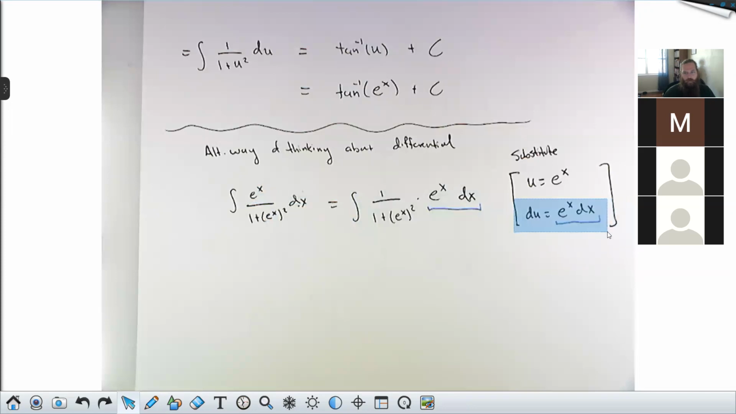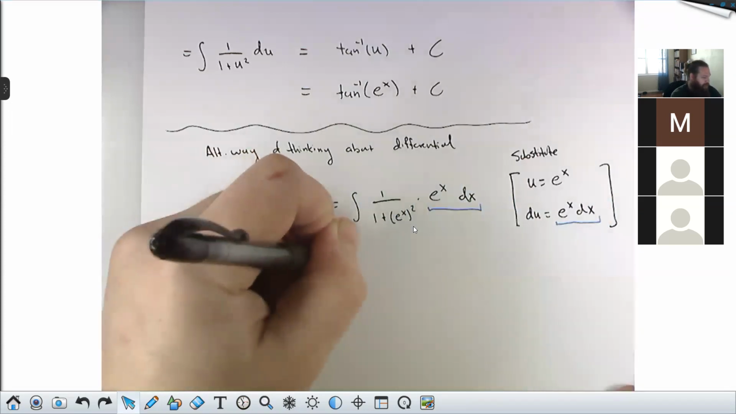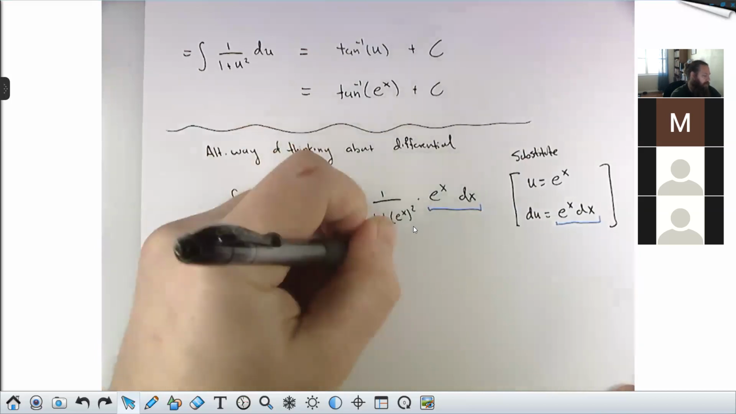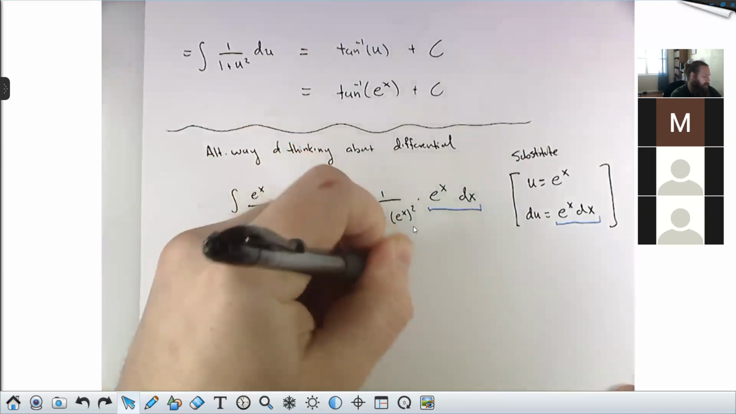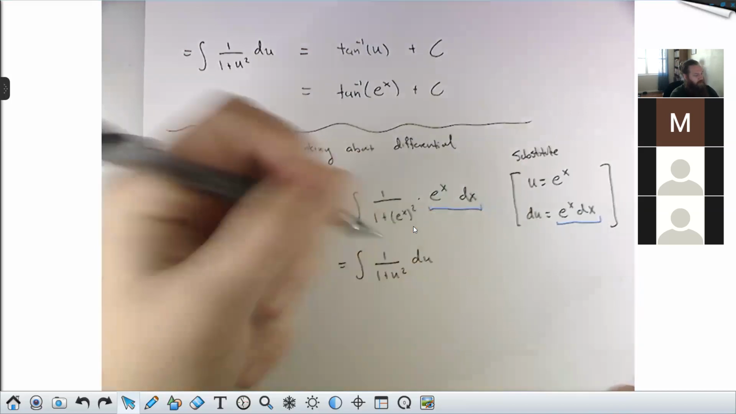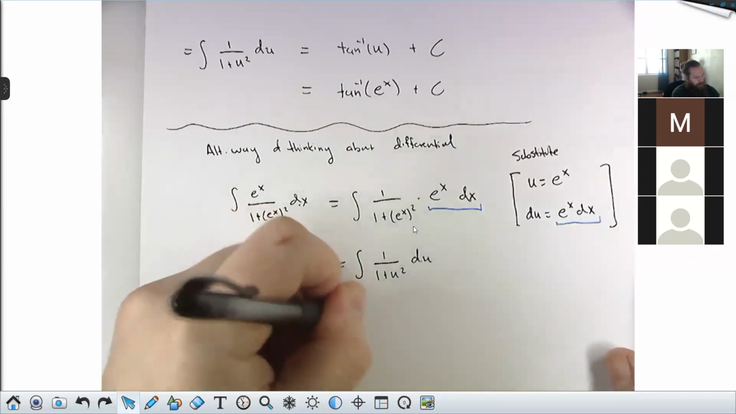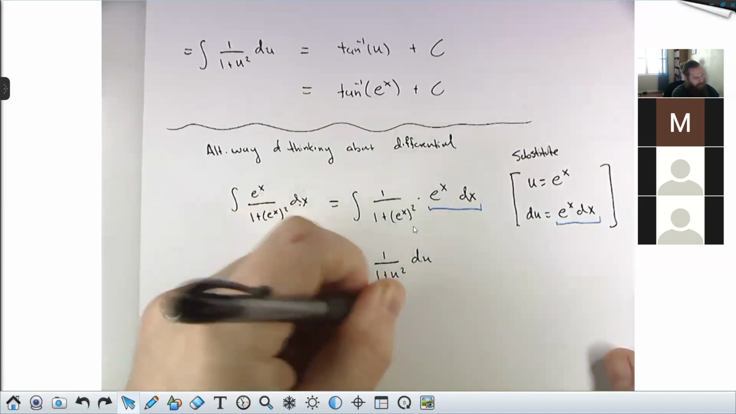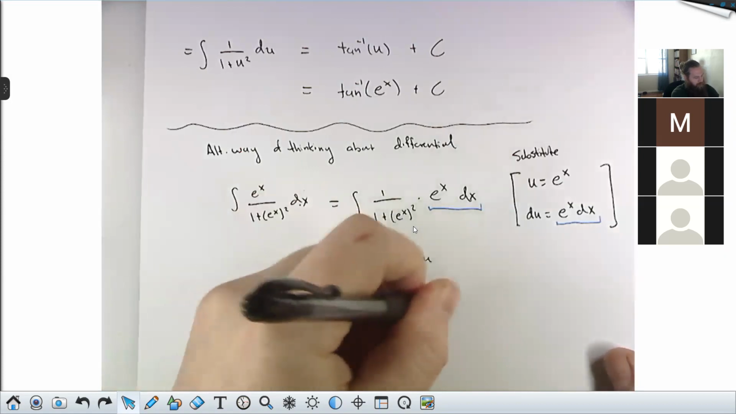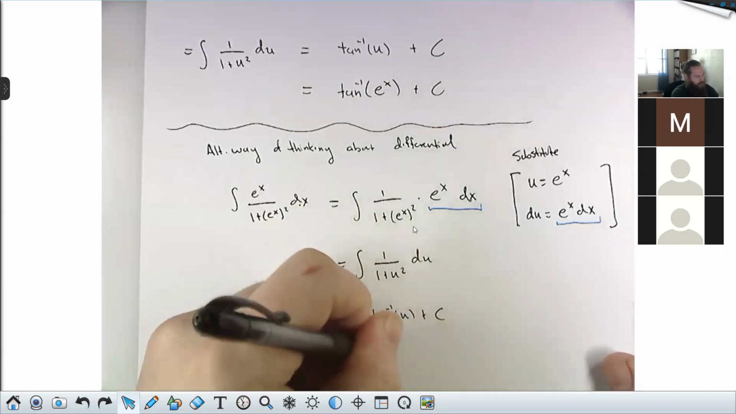So here du is e to the x dx. Oh, well, here's e to the x dx. So this must be du. And then everything else is my function. So it gets us to the same place, just a little bit faster. This is 1 over 1 plus u squared du. Same thing that we got before. Of course, that's arctangent. And then again, you would plug back in.